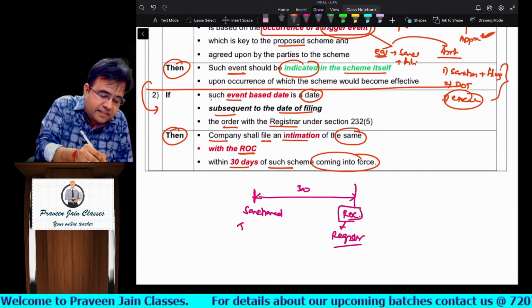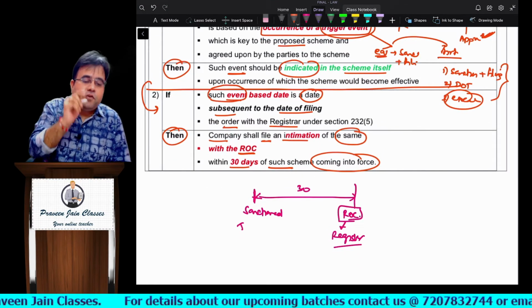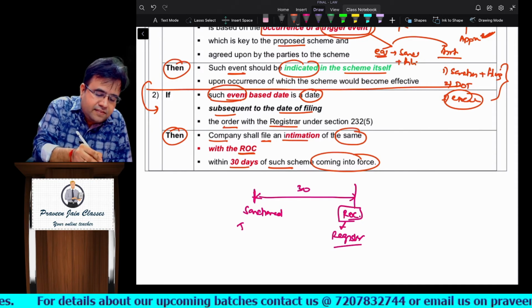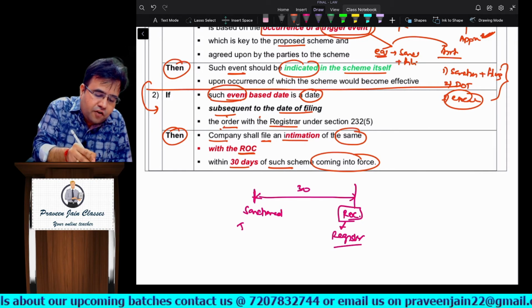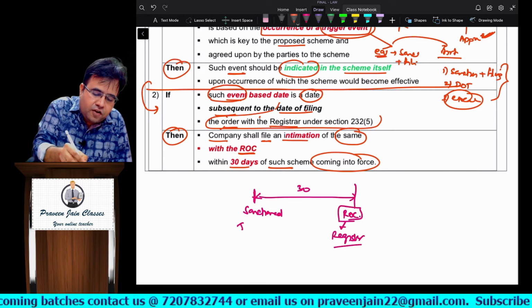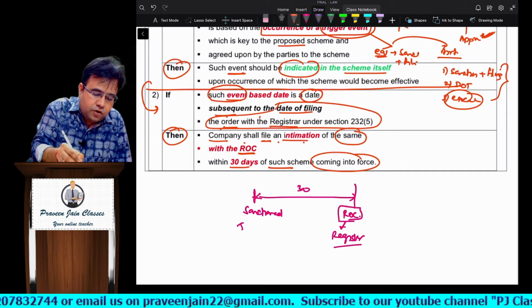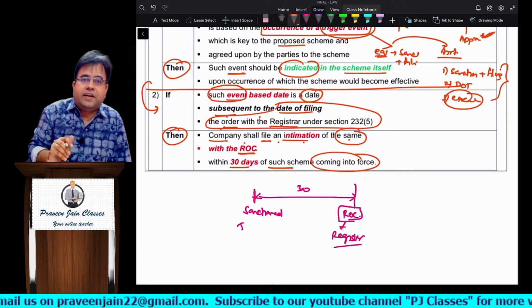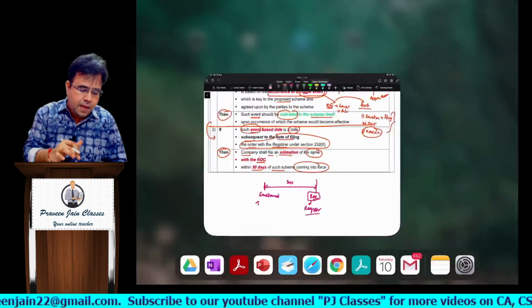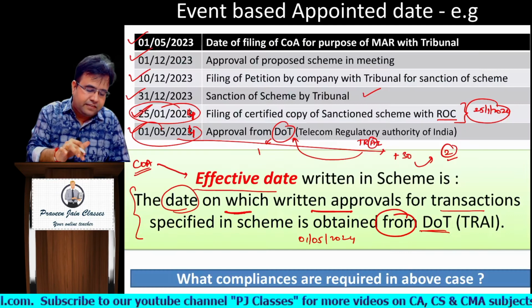If such event, which event, sir? Department of Telecommunication का approval is subsequent to date of filing of order with ROC, so then company shall intimate the same to ROC within 30 days. I hope you understood. But imagine a scenario in this example, sir.